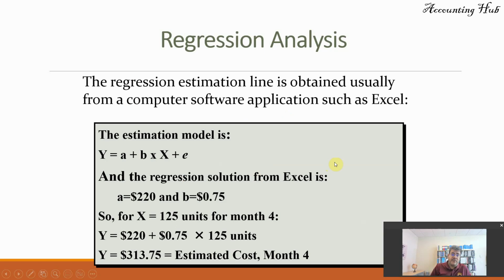Here, if we are working with units sold and costs, and A, the intercept, is 220, and B is the coefficient Bx, so B times units sold, then our equation would be 220 plus 0.75 times number of units. That would be the total cost, for instance.